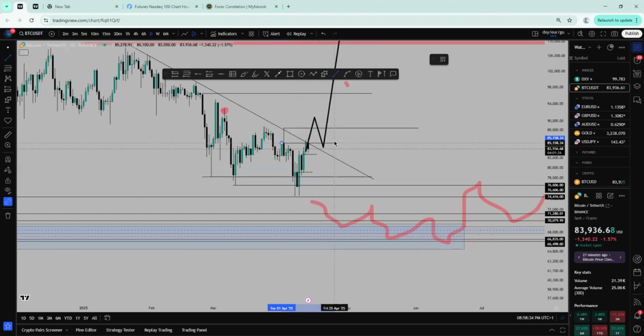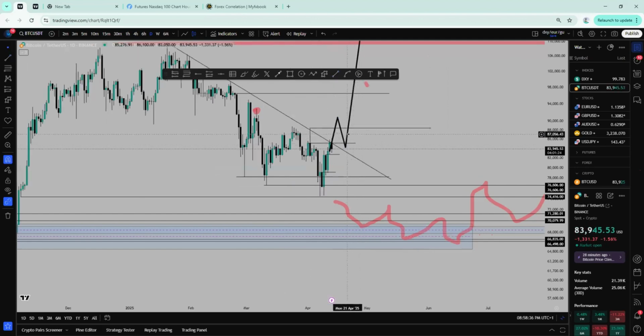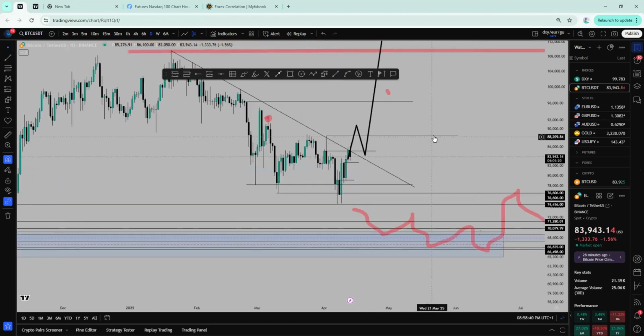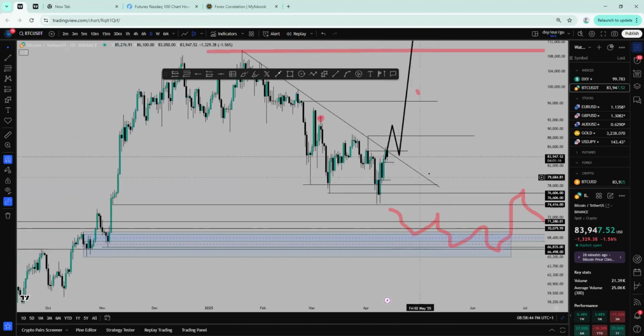So you have to be patient. All right. If you want to buy, you be patient. If you're selling, you can be looking for your sell opportunities. But the moment we close above this trend line, you have to quit selling. All right. So that's Bitcoin.